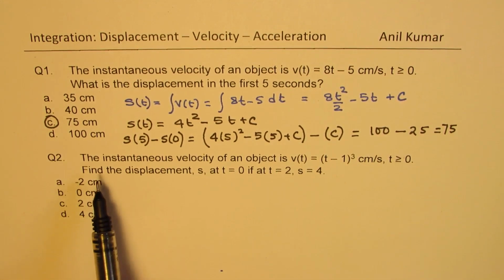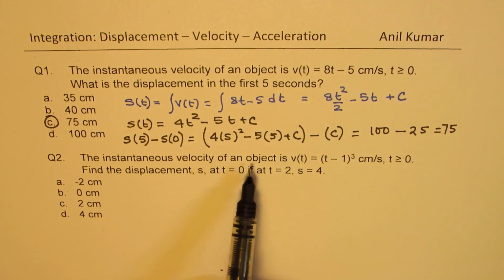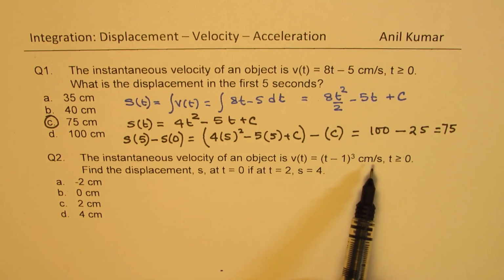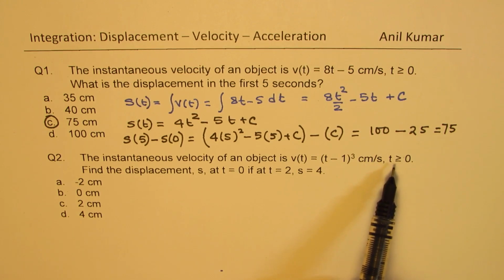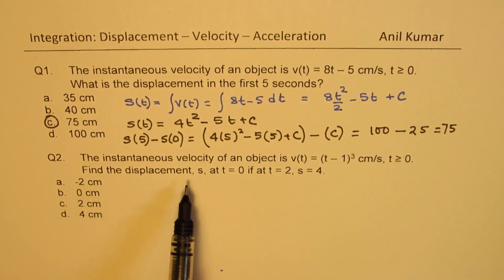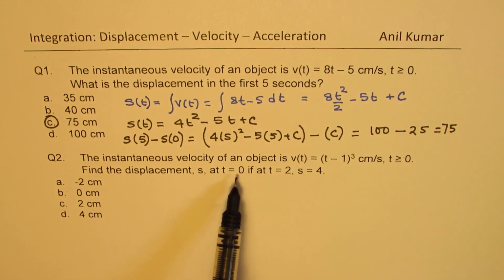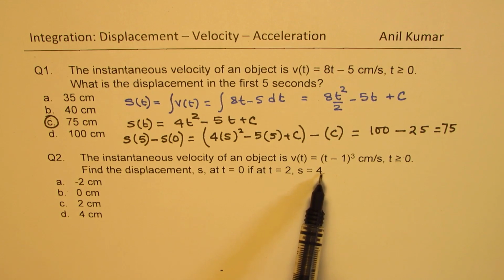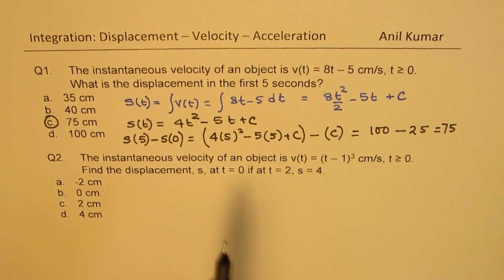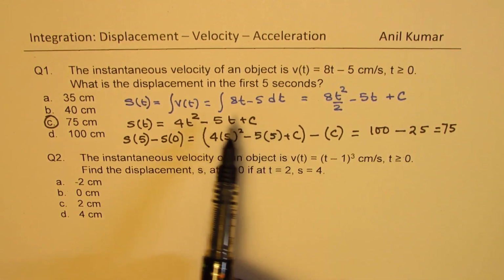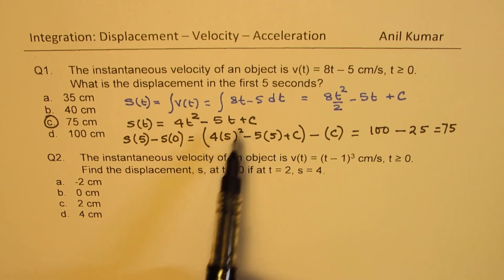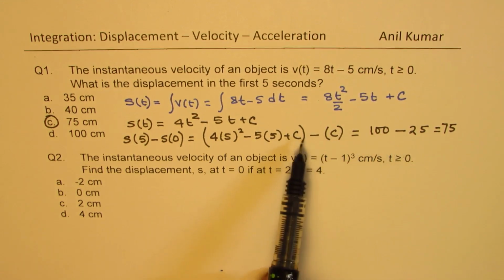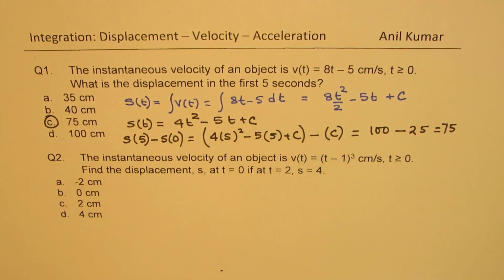Question number 2. The instantaneous velocity of an object is t minus 1 whole cube centimeters per second, where t is greater than or equal to 0. Find the displacement s at t equals 0 if at t equals 2, s is given to us as 4. So here we are given the initial condition. We can find the constant. In the previous case, there was no need to find the constant. We were trying to find a difference, and so it cancelled, right?